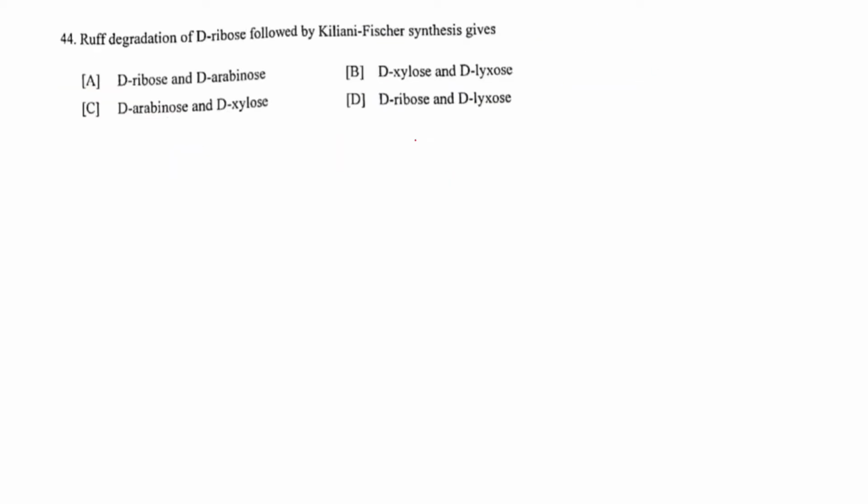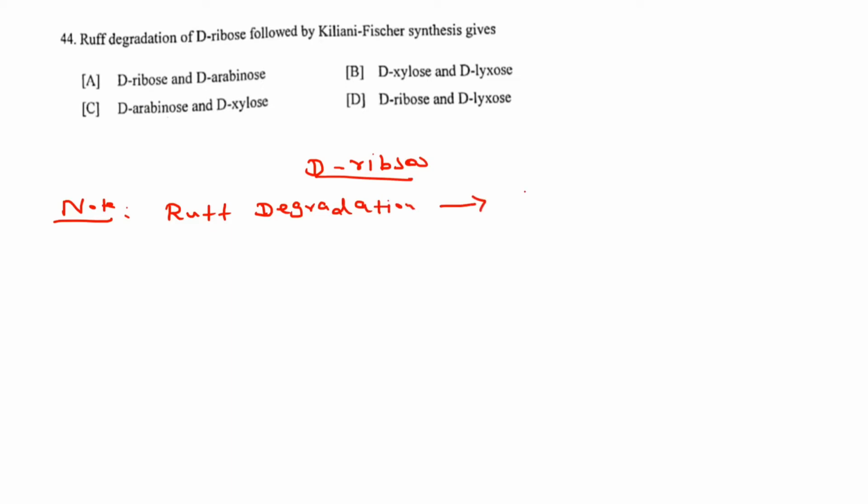The next question, they are asking about Ruff degradation of D-ribose. When D-ribose undergoes Ruff degradation, followed by Kiliani synthesis. Please note, very important. What is Ruff degradation? In biomolecule concept, Ruff degradation leads to shortening of one carbon atom in the carbohydrate. For example, if I take a 6-carbon carbohydrate molecule and use Ruff degradation, I get a 5-carbon carbohydrate.